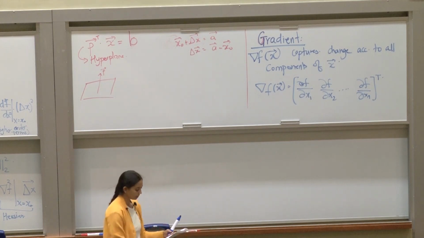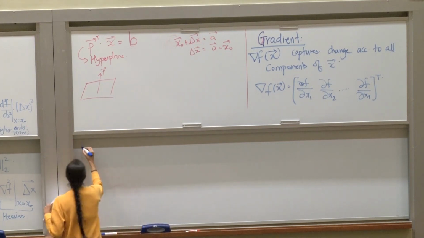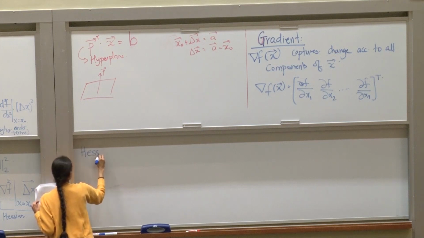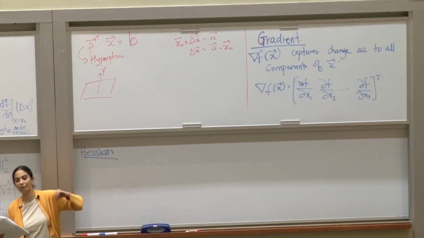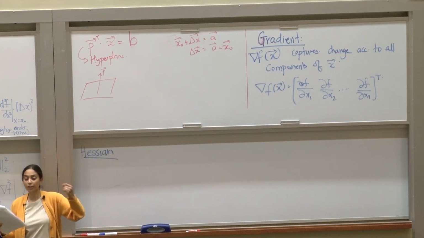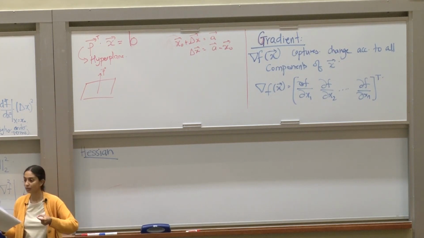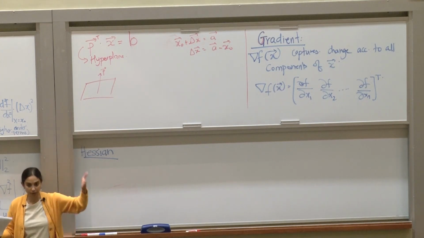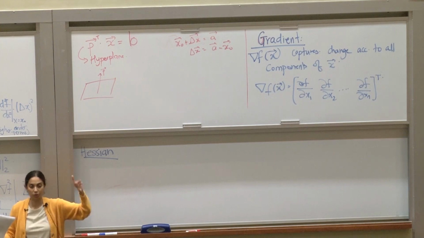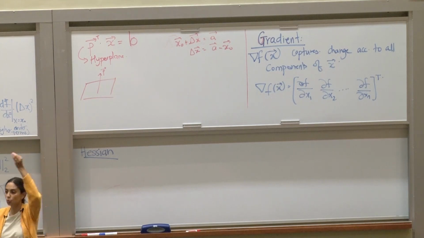Now, when you want to think about the Hessian, I want to now think of how f changes, not just with respect to every element of x, but with respect to every pair of elements of x, right? So that's why you're going to get a matrix, because now you have to keep track of changes with respect to component xi as well as component xj.